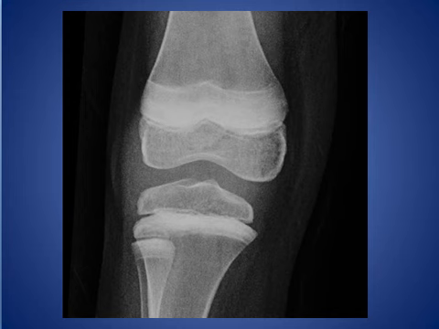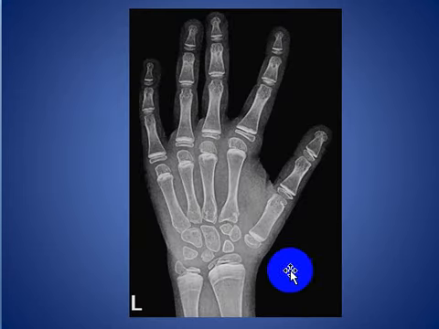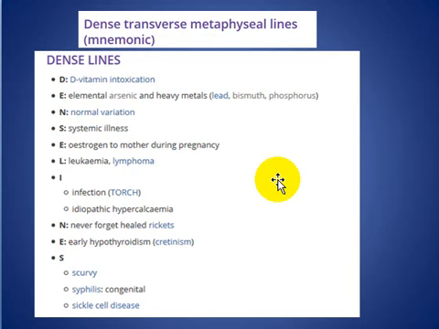Here we see the dense lines involving the hand metaphyses, as we see here. Here, this is the dense metaphyseal line differential diagnosis. No mnemonics. We can put it in dense line.